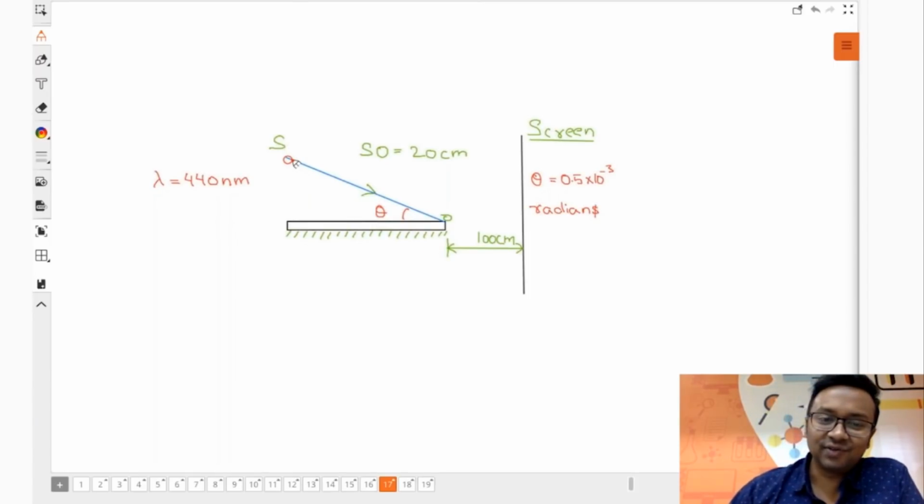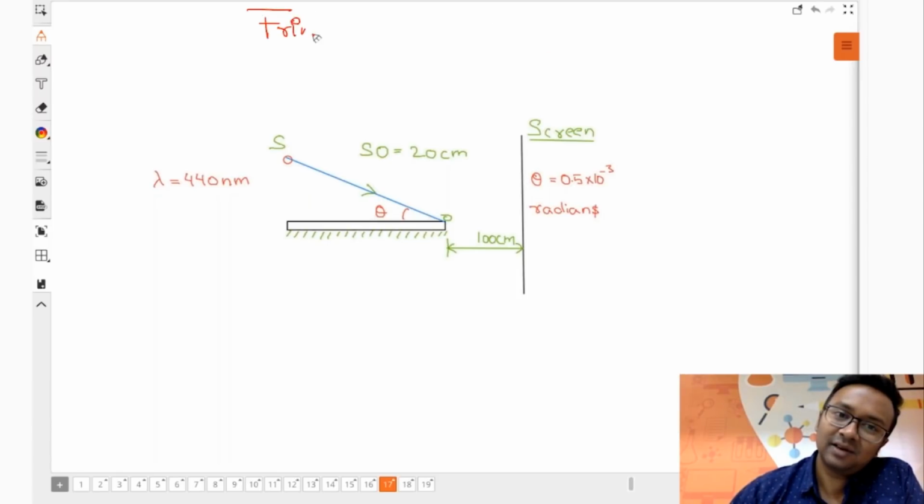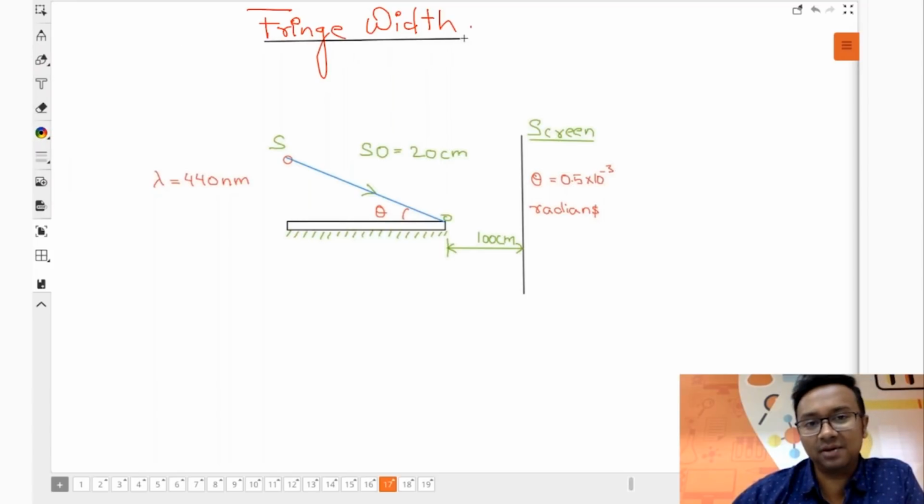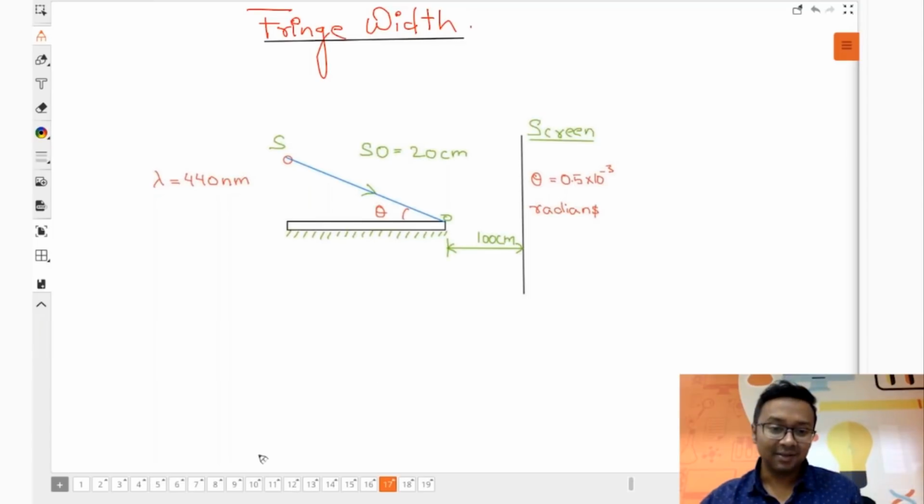All right. So you've got a source out here and we've got a mirror, a plane mirror. The light is getting reflected on it and there's a screen out here. We need to find out the fringe width out here. So students, definitely, we had to know the formula of the fringe width in order to finally come here and find this solution. But let me go one step at a time. Slow and steady, we will move ahead.